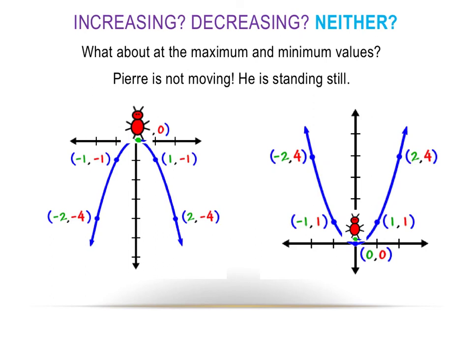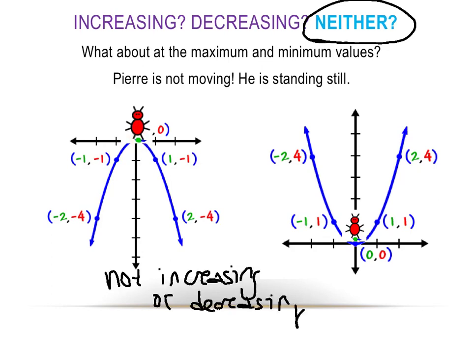Whenever Pierre is sitting at a maximum or minimum value, he is not moving at all. So since he's not moving, he's not climbing uphill or downhill, which means the function is not increasing or decreasing. So the function is neither here. The function is not increasing or decreasing whenever we're sitting at a max or a minimum value.